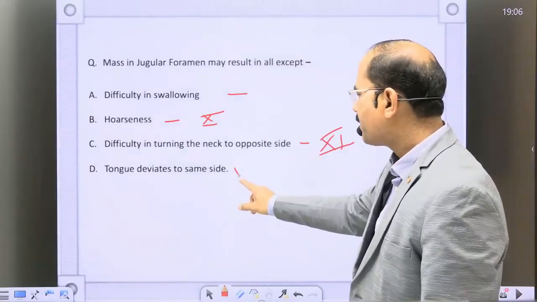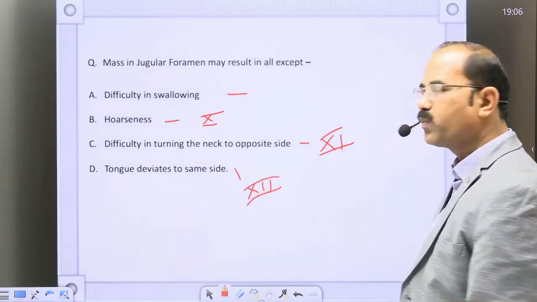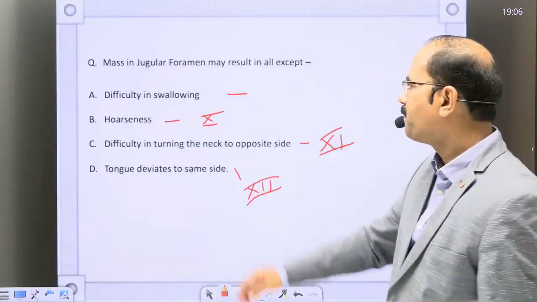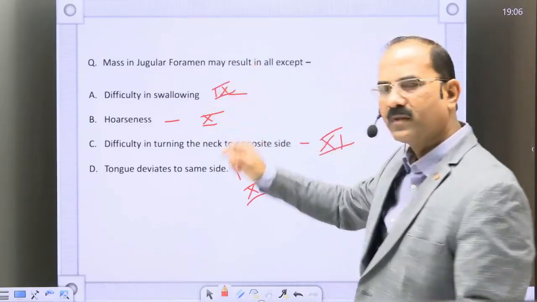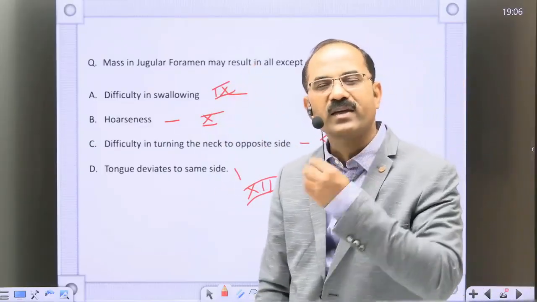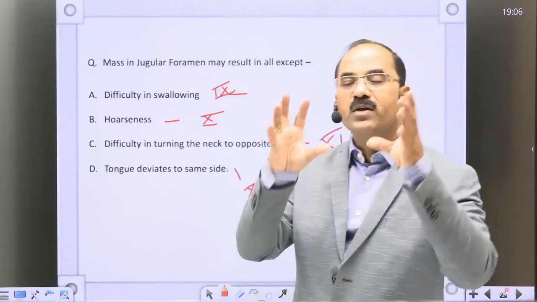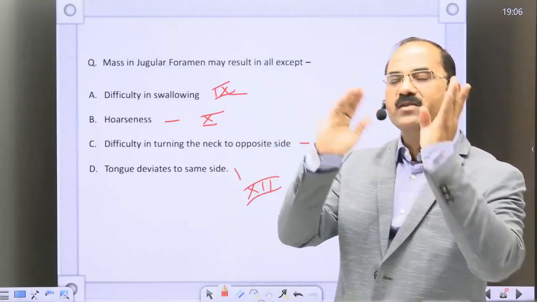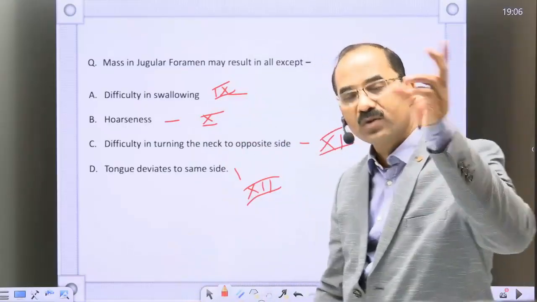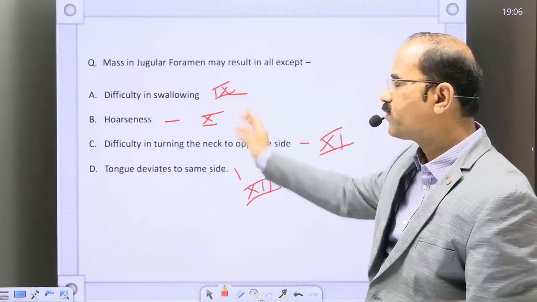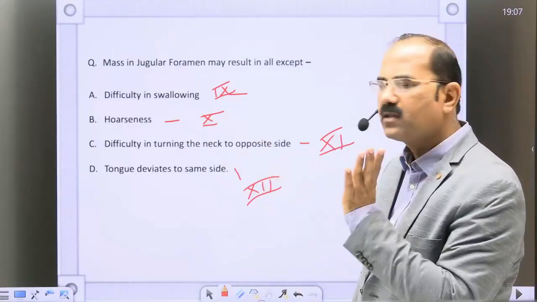Tongue is supplied by which nerve? The 12th nerve, and the 12th nerve passes through which canal? The hypoglossal canal. Difficulty in swallowing: the swallowing is done by which nerve? The 9th nerve. The gag reflex and all is the 9th nerve. So if there's a mass in the jugular foramen, which nerves is it going to compress? The 9th, 10th and 11th. 9th nerve compression would lead to difficulty in swallowing, 10th nerve to hoarseness of voice, and 11th nerve to difficulty in turning the neck to the opposite side.